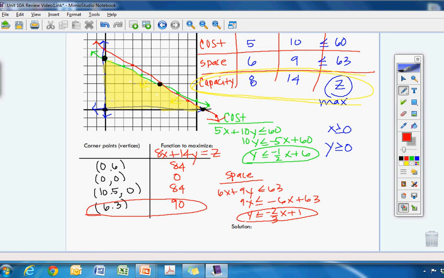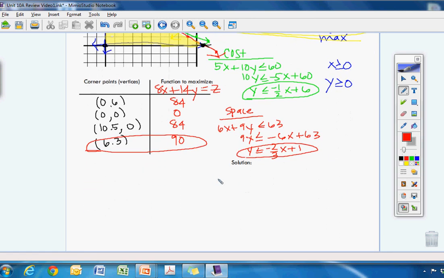Okay, so my final solution is that we have a maximum capacity, because that's what we're looking at, of 90 cubic feet. And then we can have 6 cabinet A and 3 cabinet B. That's our X and this is our Y. This will give us the best budget and capacity. And that's it.